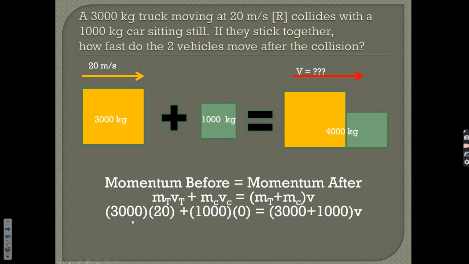The truck is 3,000 kilograms moving at 20 meters per second. The car is 1,000 kilograms moving at 0 meters per second. Their final combined mass is 4,000 kilograms, and we're looking for the final velocity. Doing the calculations, we get that their final velocity will be 15 meters per second, and that's a positive, so it will be moving towards the right.